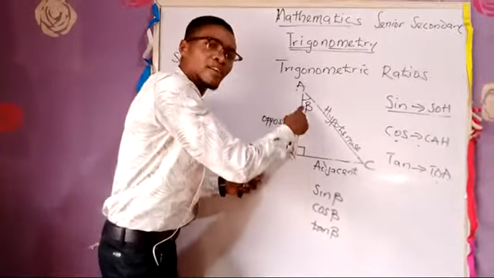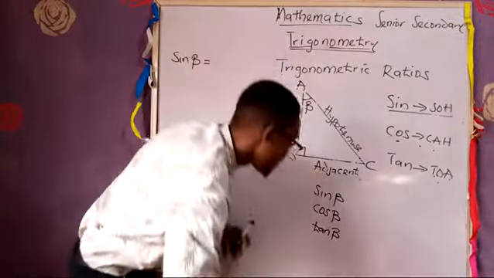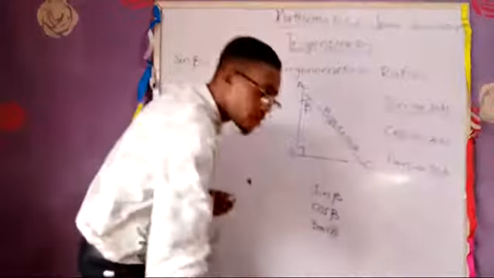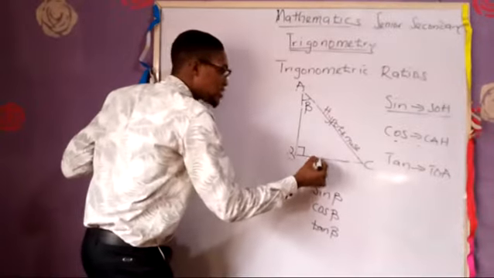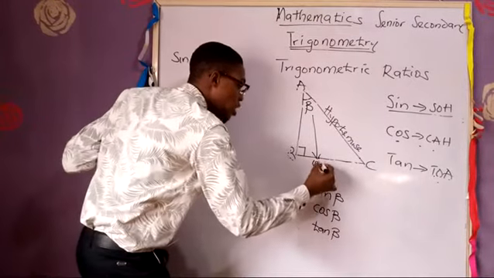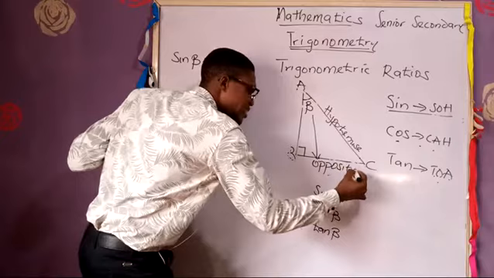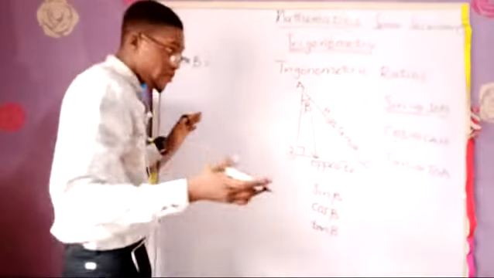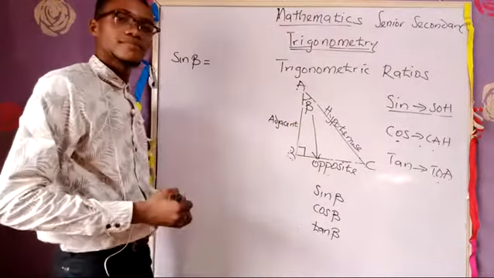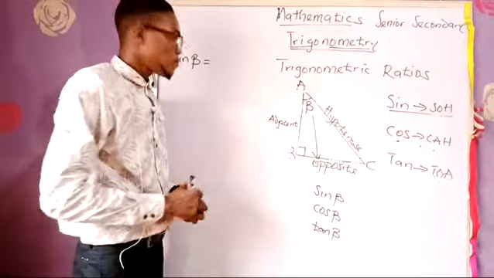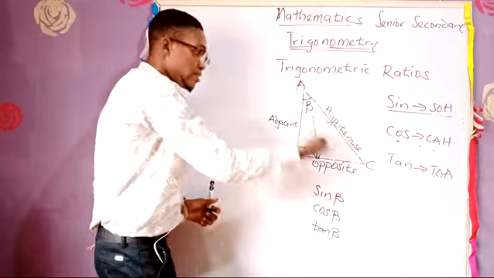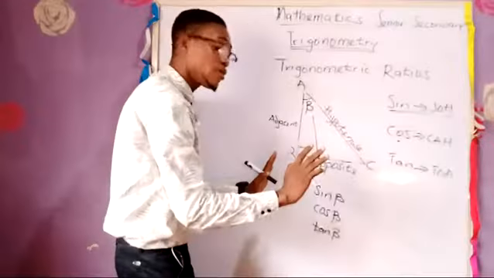Which side is facing angle beta? It is only this side. So this is going to change. My hypotenuse still stands. So this side is facing the angle. Automatically, this side will now be my what? Opposite. Please take note of these things. And the last one will be my what? Adjacent. A change, a swap. Why? Because the angle has been changed.